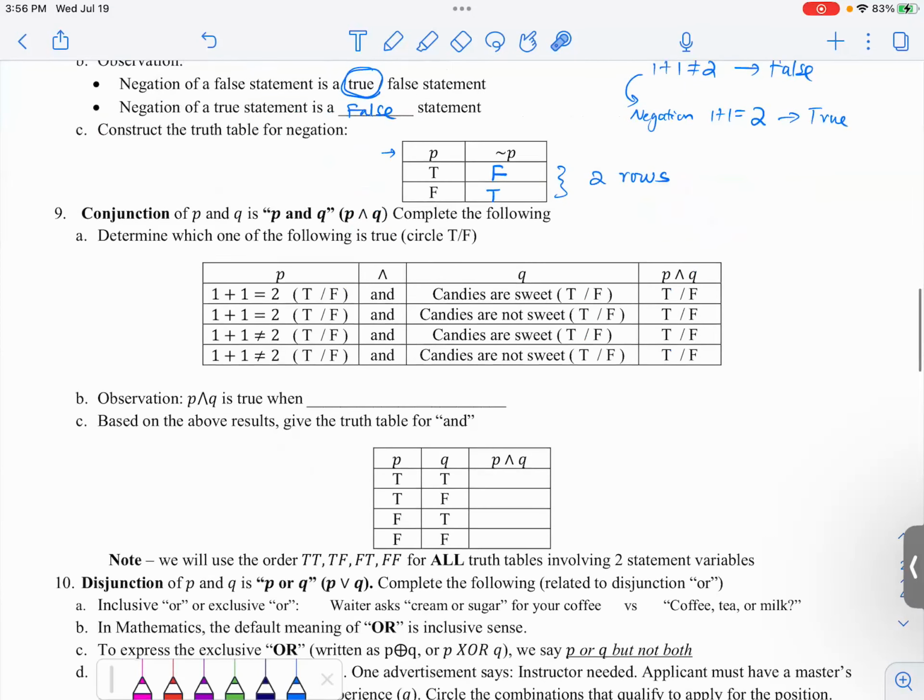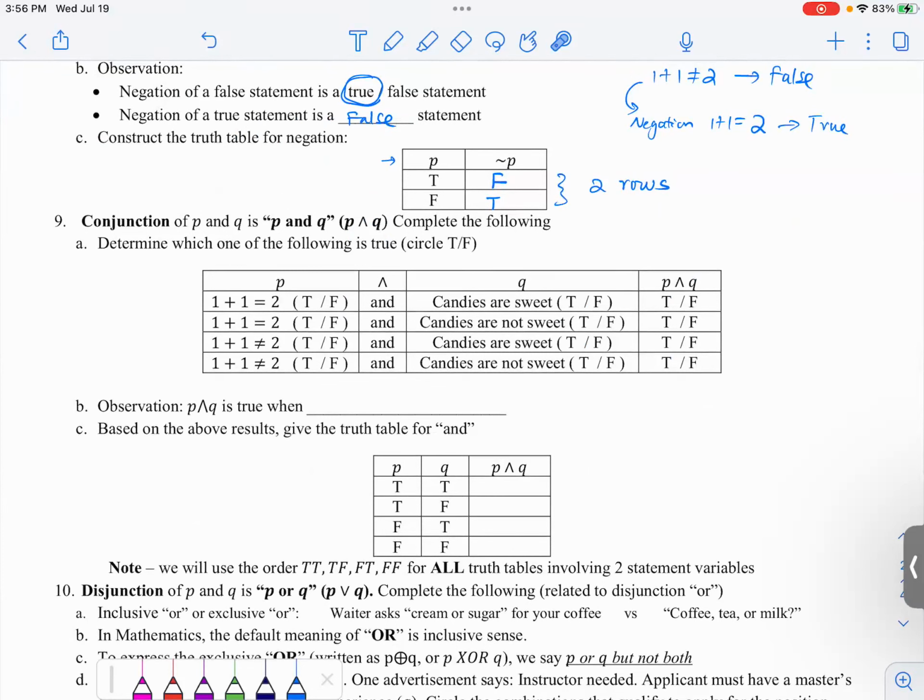Let's take a look at the conjunction. Let's take a look at the truth table for conjunction. So conjunction means P and Q. To help you build a table, this can be very intuitive, but let's make it more concrete.